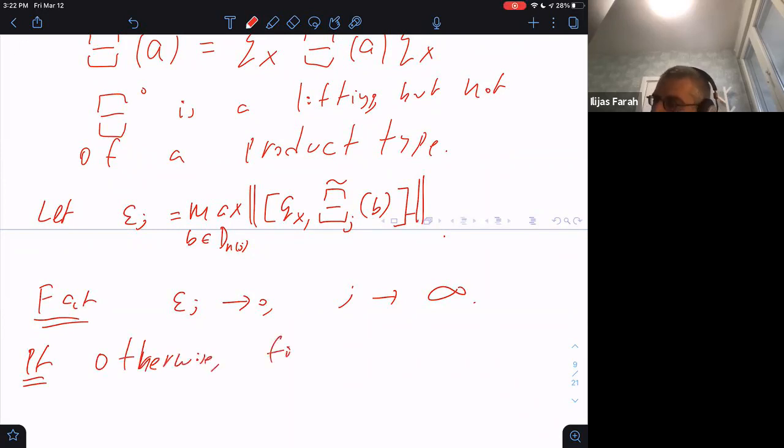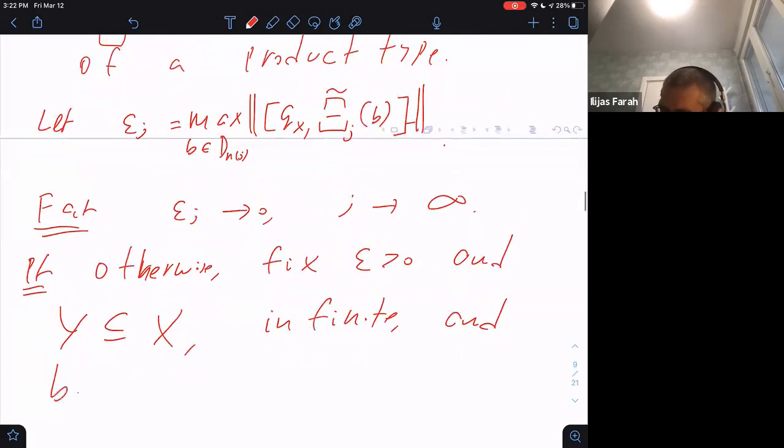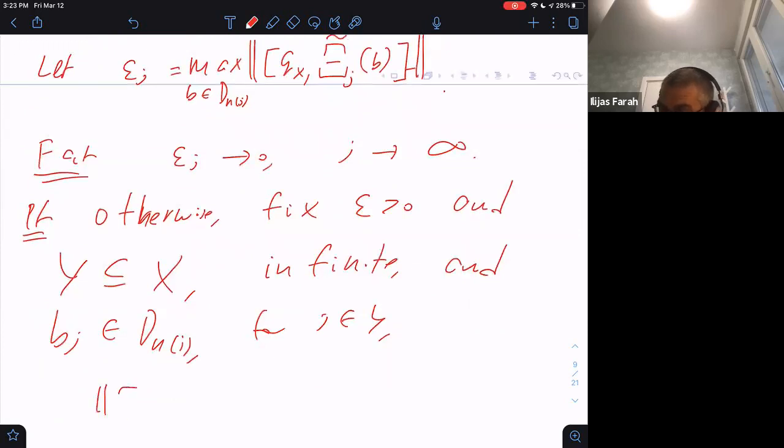Otherwise, fix epsilon greater than 0 and Y a subset of X, infinite, and b_j in D_{n_j} for each j in Y, which has the property that it witnesses that something goes wrong, right? So the norm of the commutator of Qx and theta tilde j of b_j is greater or equal than epsilon_j.